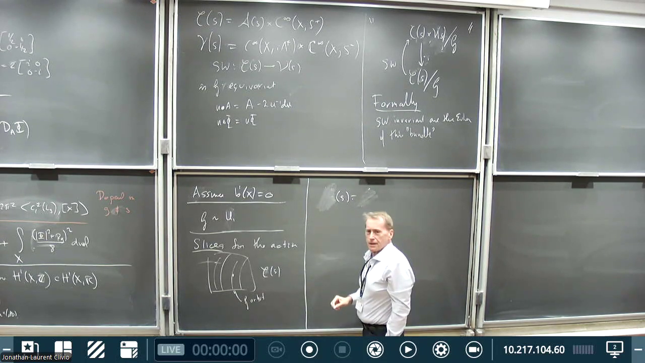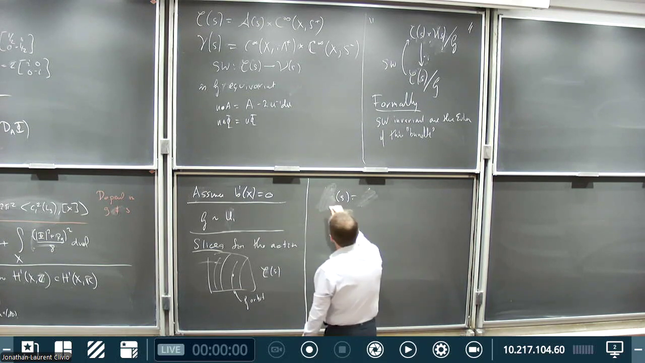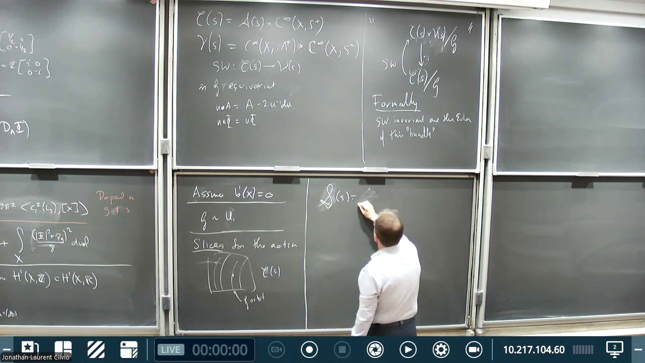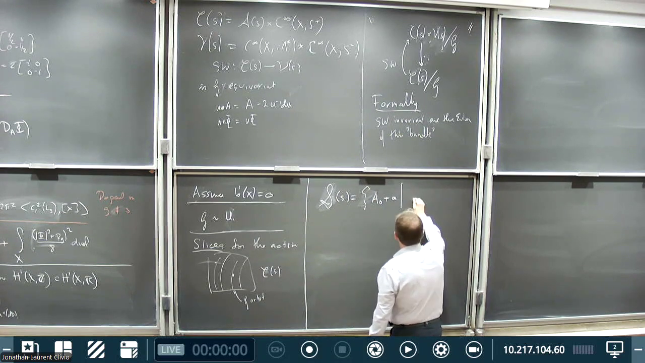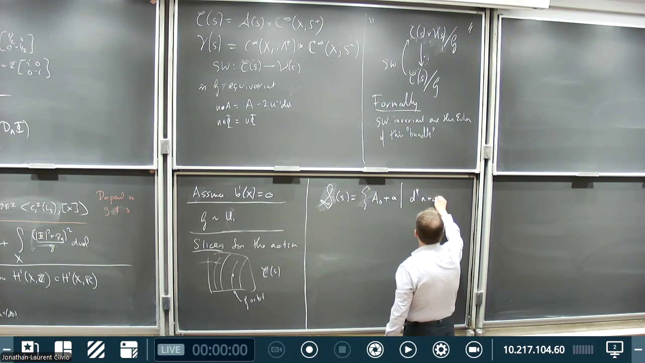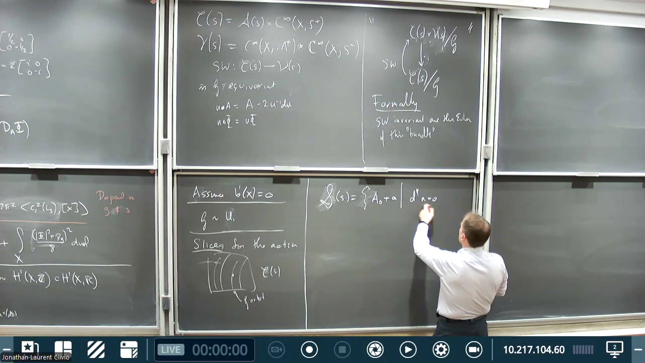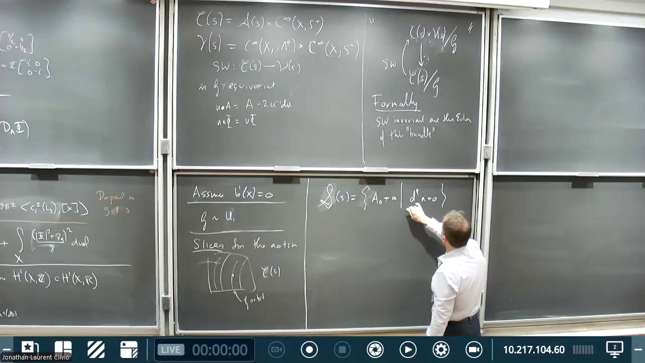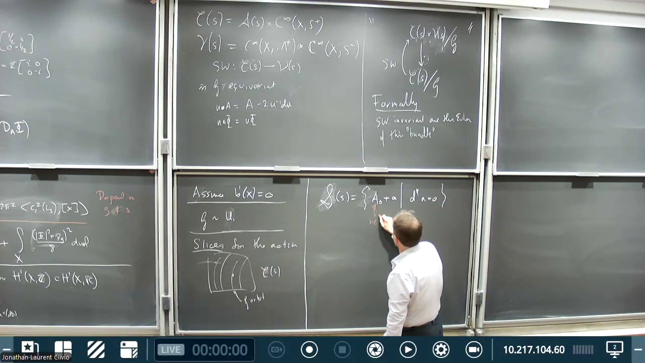It's been so long since I've written that script, but that's it. This is the set. Well, I'm going to pick an A naught, and I'm going to just look at the connections that differ from my reference connection A naught by a co-closed one-form. So this is some reference connection.